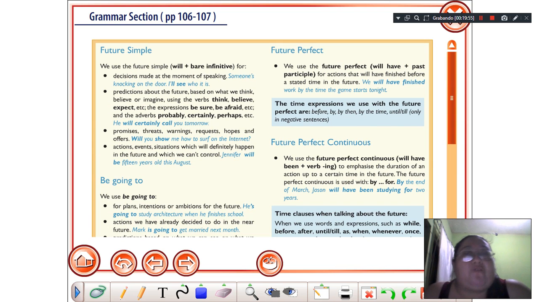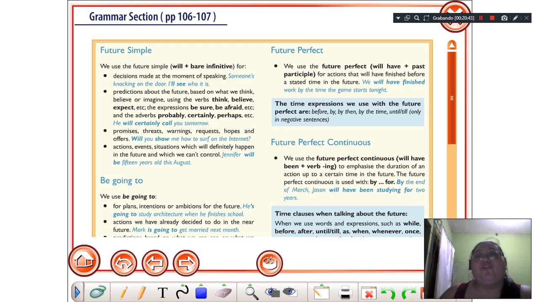Okay, future perfect. We use the future perfect and the structure is will have and the verb in past participle for an action that will have finished before a stated time in the future. Okay? And the time expressions we use with the future perfect are before, by then, by the time, until, till is only used in negative sentences. Okay? What is the difference in the future? Will and the verb. Future with going to, the verb to be and the expression going to. Future progressive, will be and the verb with ing. Future perfect, will have and the verb in past participle.